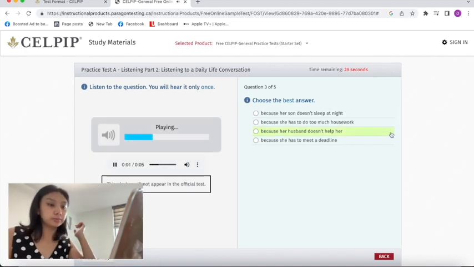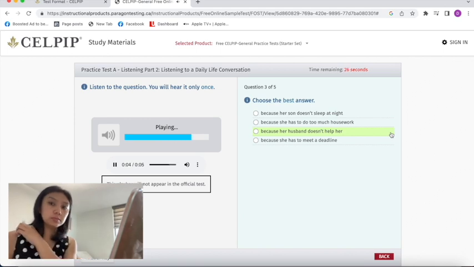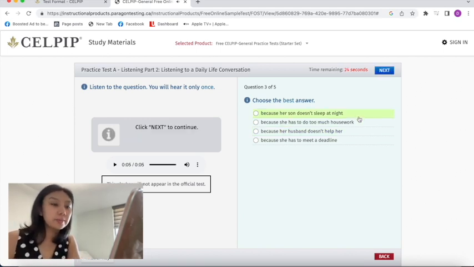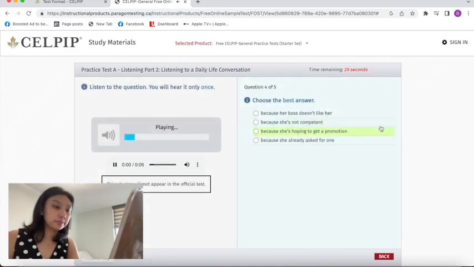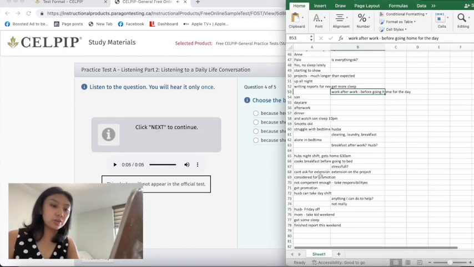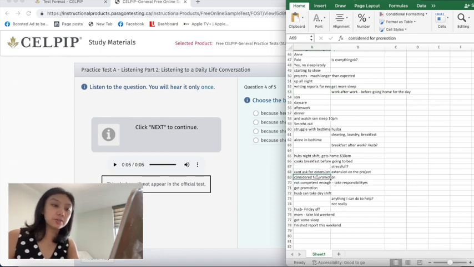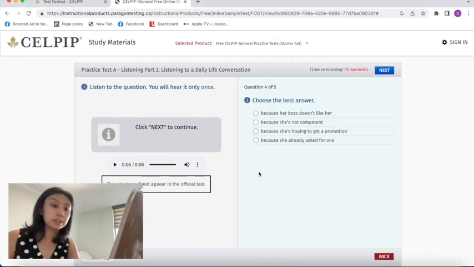Question 3. Why hasn't the woman slept lately? She hasn't slept. Ang dami nangyari sa buhay niya. But really, she hasn't slept dahil she's trying to meet her project deadline. Okay. Question 4. Why can't the woman ask for an extension? Again, sabi niya she's not going to ask for an extension because she's being considered for a promotion and she's afraid that it might seem that she's not competent enough. So, main cause is because she's hoping to get a promotion.